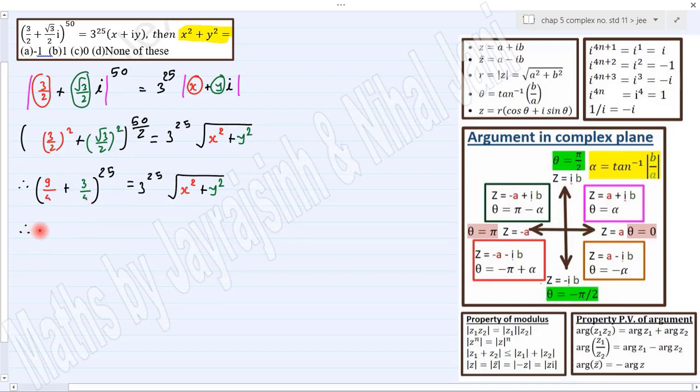Now 9 by 4 plus 3 by 4 will become 3, raised to the power half, which can be compared with the right hand side, and the 3 raised to the power half will cancel out and you will get 1 is equal to under root of x square plus y square. Or we can say, if we square both the sides, you will get x square plus y square is equal to 1, which is given in option B.